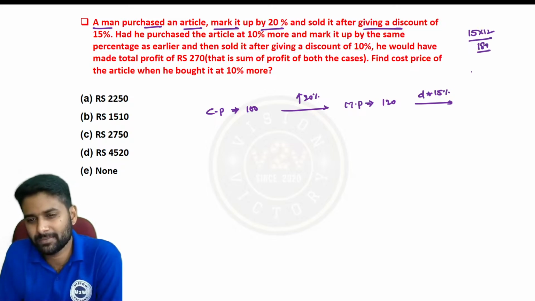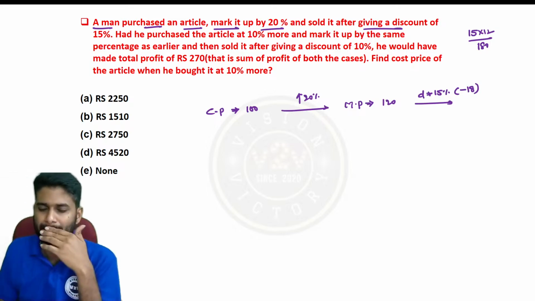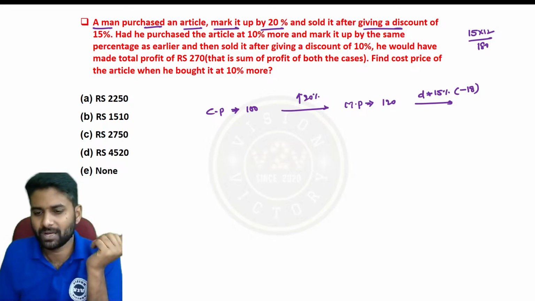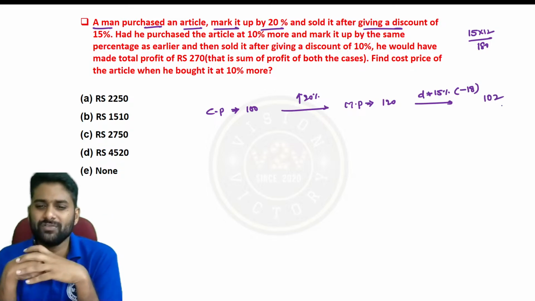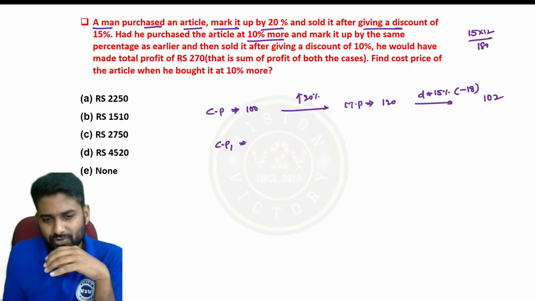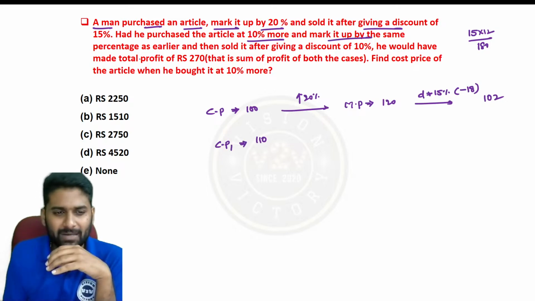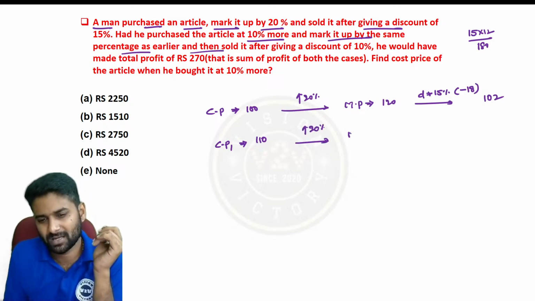It's 180 divided by 10, which means you can say it's a decrease of 18 units. Okay. Now if you subtract 18 units, that person sells at 102 rupees. So that's the first transaction. Next, while purchasing he buys 10% more. Now the new cost price is 110 and he marks it up by the same percentage as earlier. It also increases 20%, which here means 22 units. Now the market price is 132.